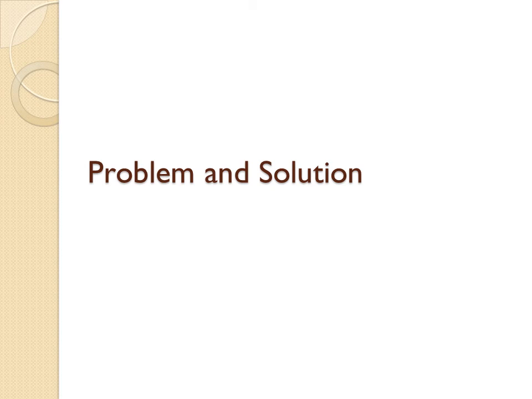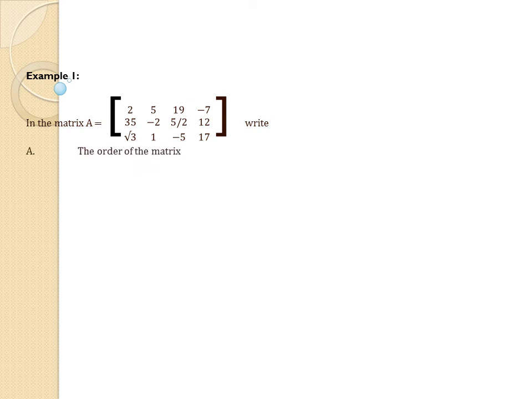Let's see how the problems and solutions of the matrices are there and how we can resolve them. These are needed for your understanding of the concept as well as to go for the harder problems. The first problem: the matrix A has been provided. Write the order of the matrix, the number of elements, and write the elements A13, A21, A33, A24 and A23. This is to know what your understanding of the matrix is.